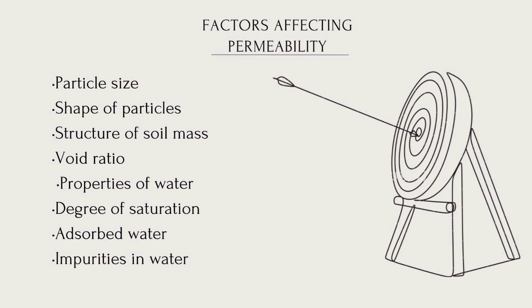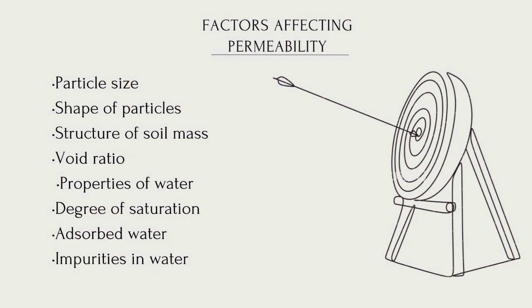Now the temperature also affects the permeability in soils. Permeability is inversely proportional to the viscosity of the fluid. It is known that viscosity varies inversely to the temperature. Hence, permeability is directly related to the temperature. Greater the temperature, higher will be the permeability. That is the reason seepage is more in summer seasons than in winter.